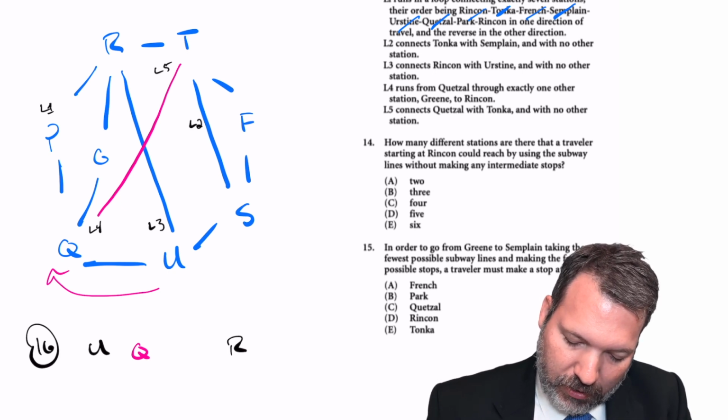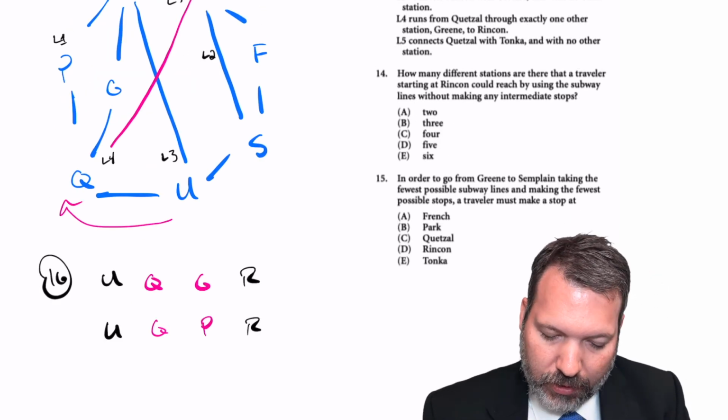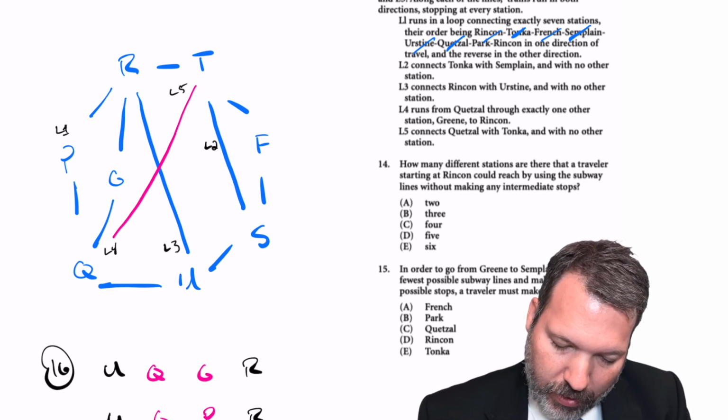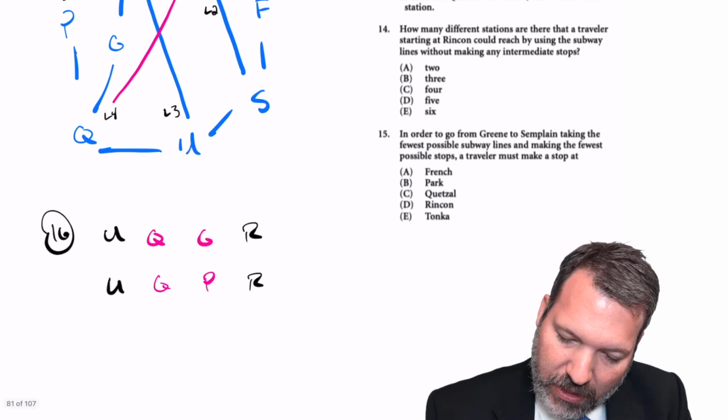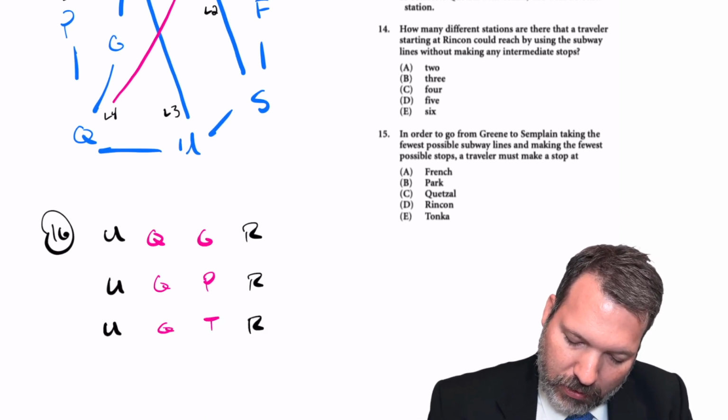So actually, let's just list those out separately. U to Q to G to R, U to Q to P to R. And then what else is possible here? We could even do U to Q to T to R.